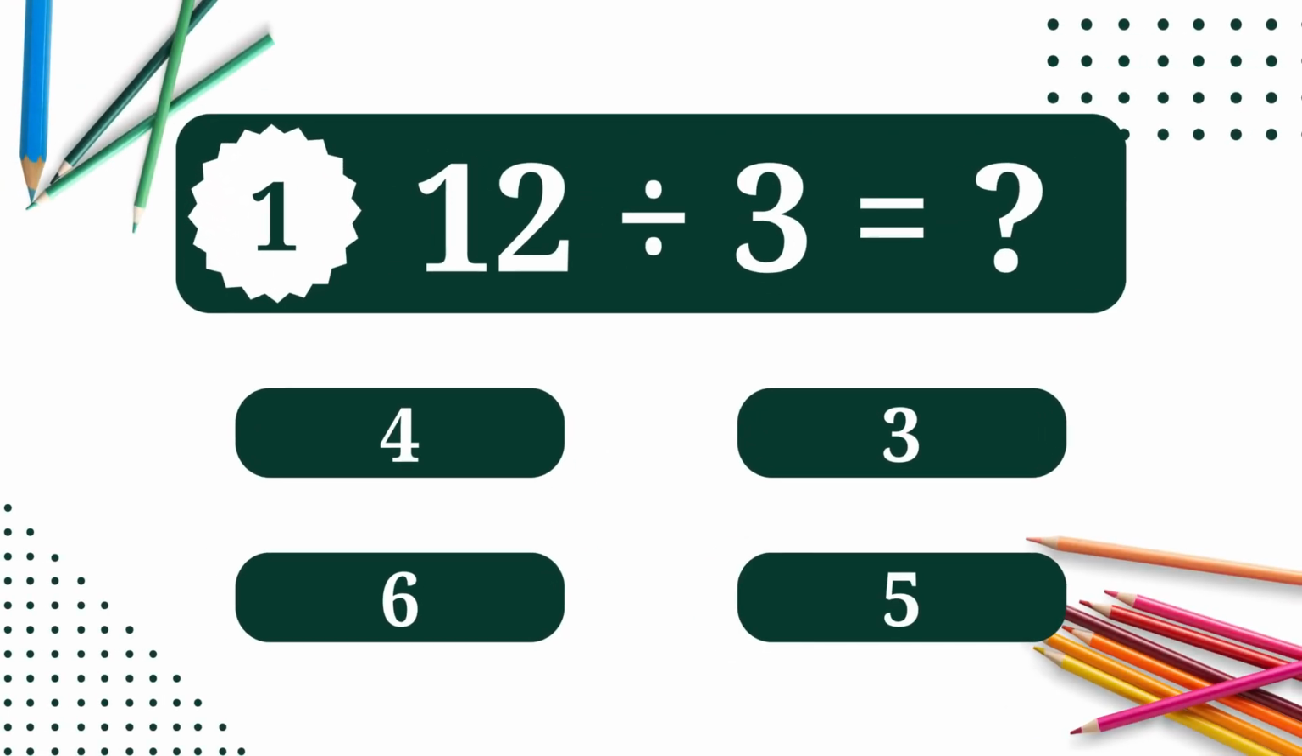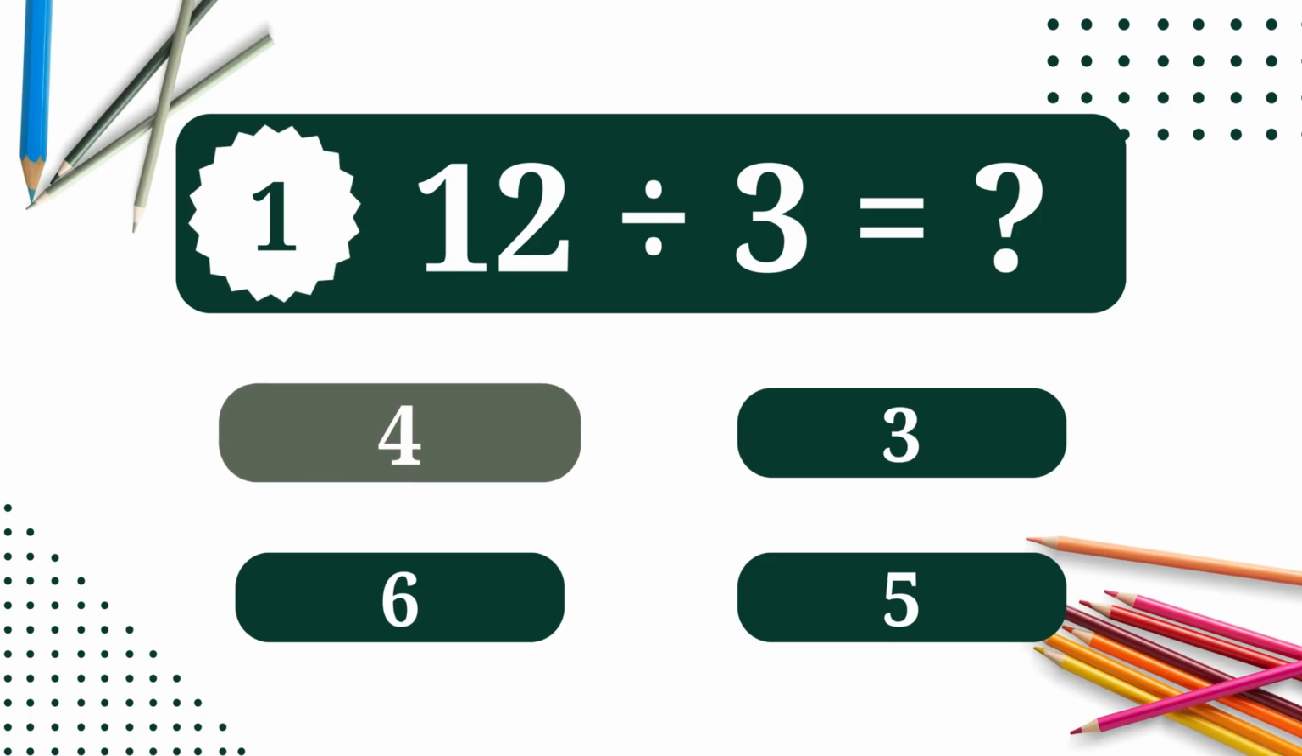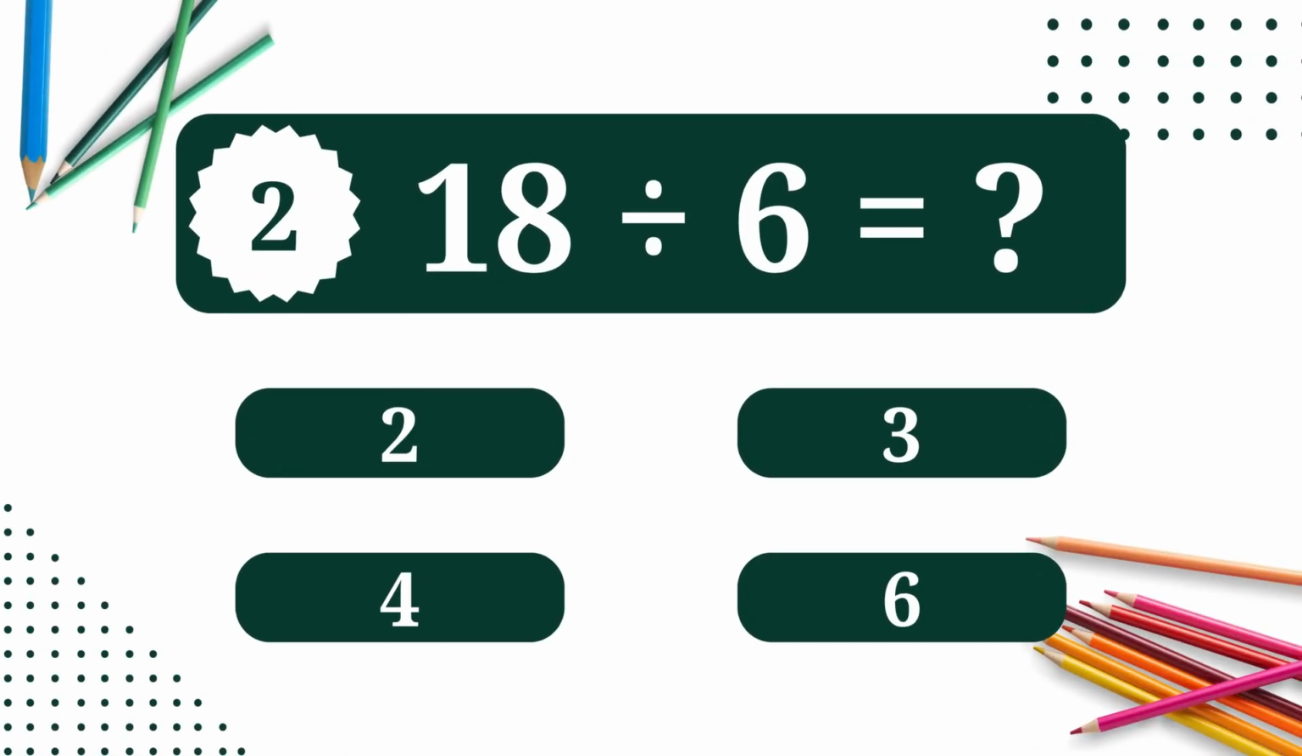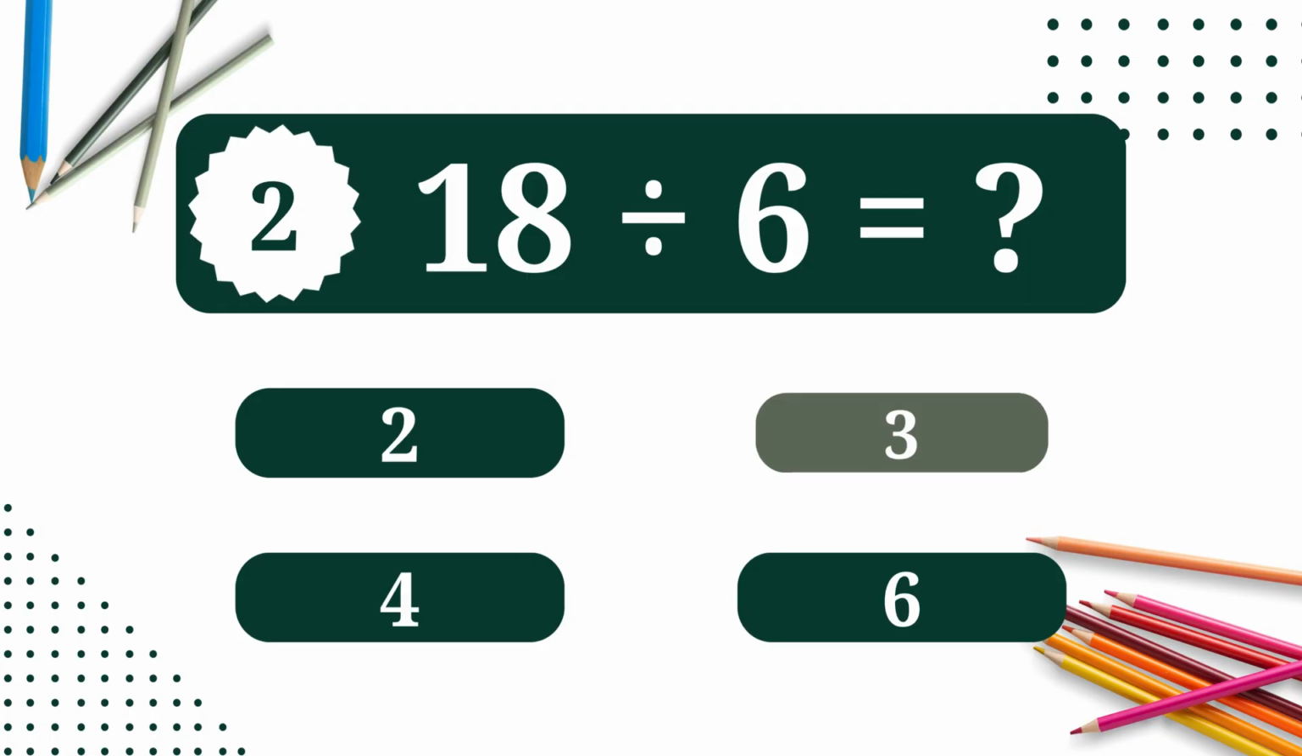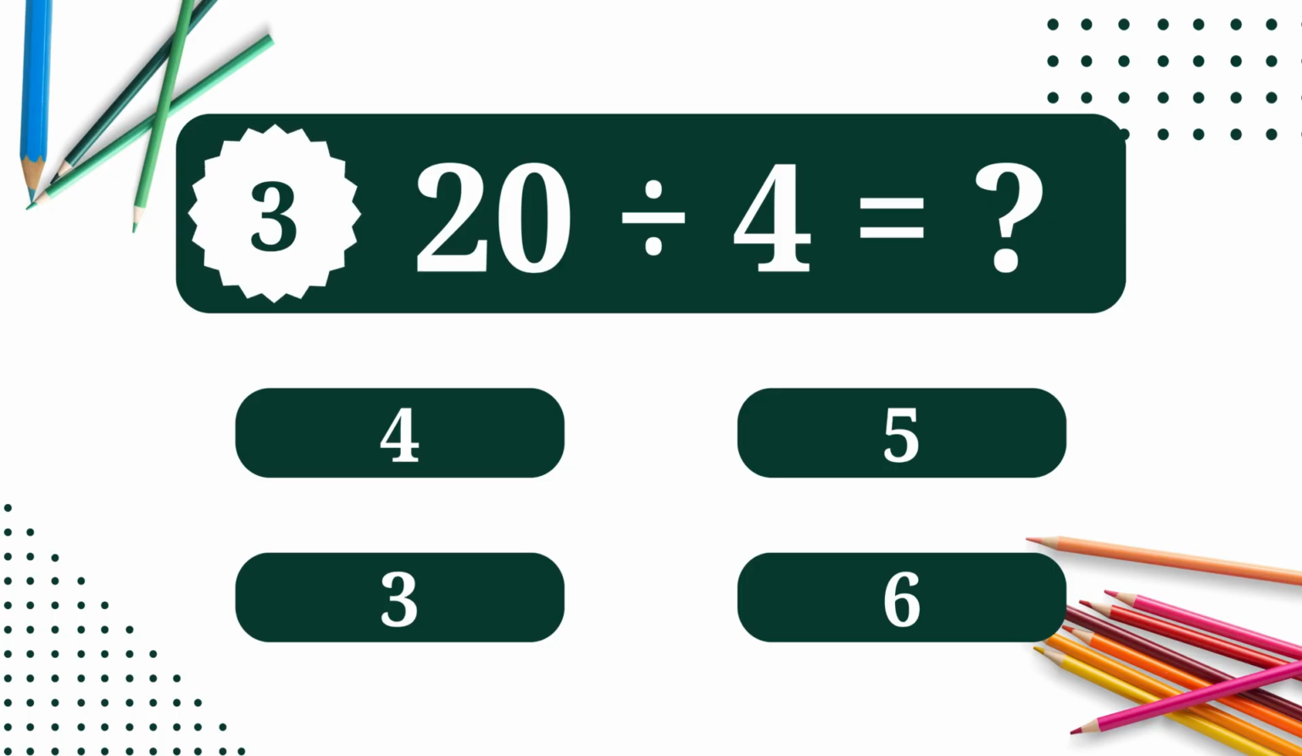Question 1. What is 12 divided by 3? Four. Question 2. What is 18 divided by 6? Three. Question 3. What is 20 divided by 4? Four.